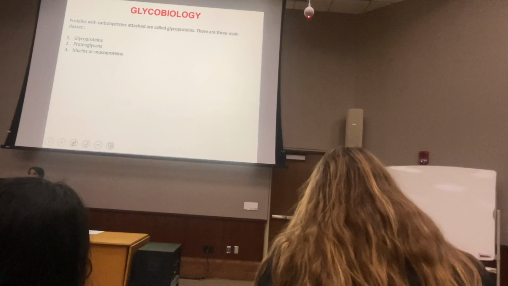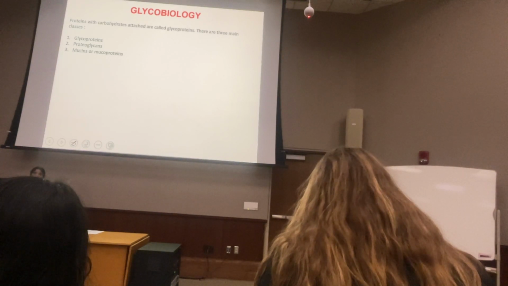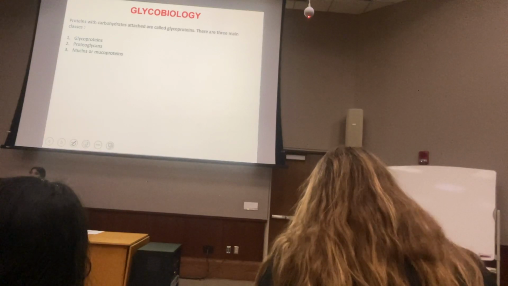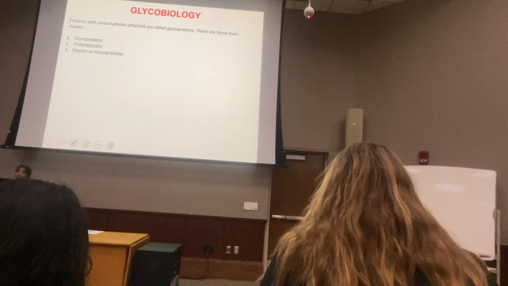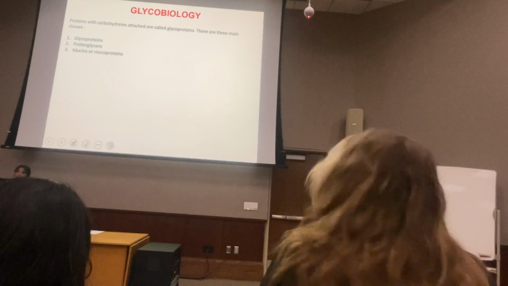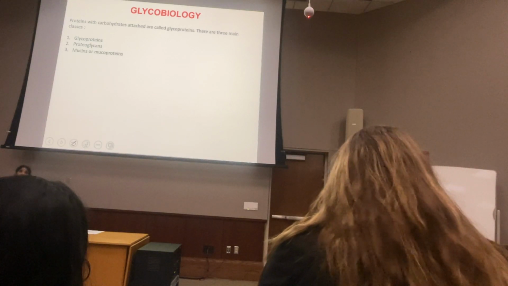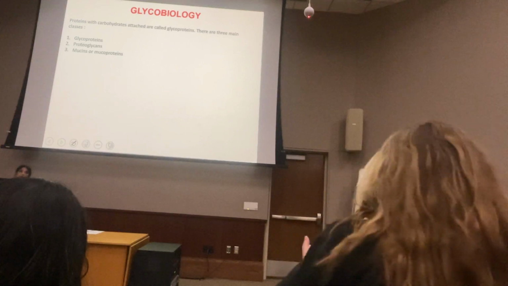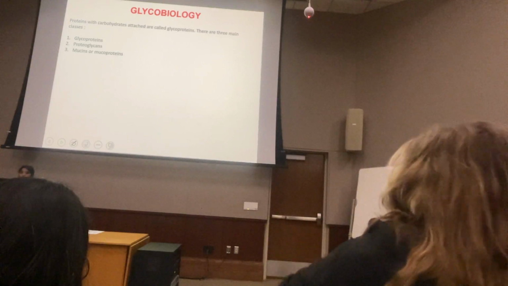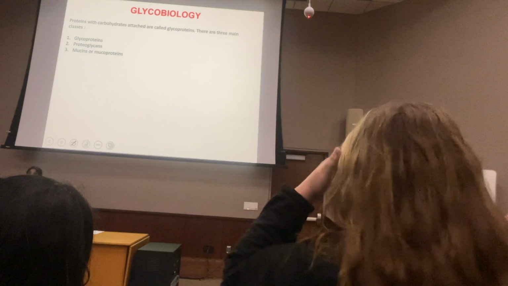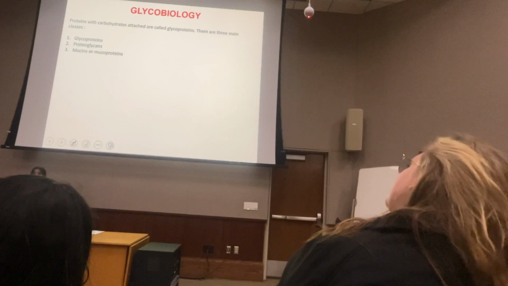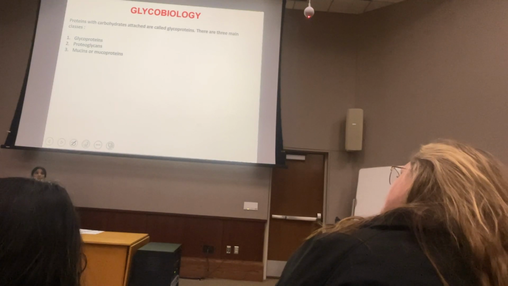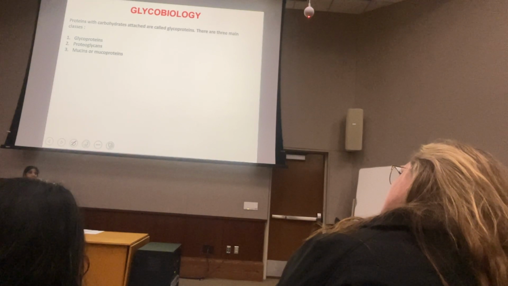Okay, so let's advance a little bit further into the topic of glycobiology. Like the name says, it's the biology of carbohydrates. We've got different types of proteins that have different types of attachments of carbohydrates. We're going to talk about glycoprotein, proteoglycans, and mucins. They're very specific types of carbohydrates that are attached, and you just need to memorize what type of carbohydrates are attached to these different types of proteins.